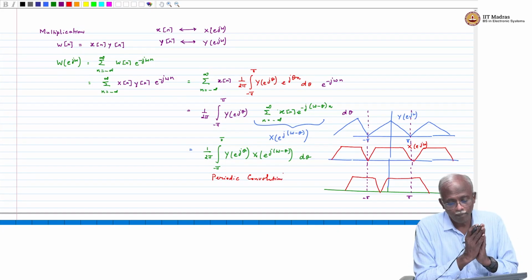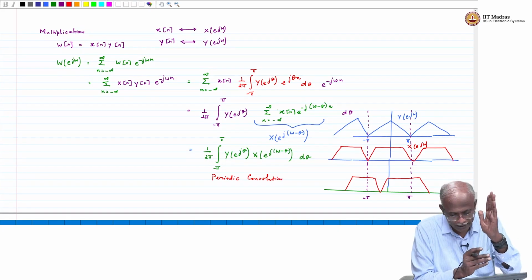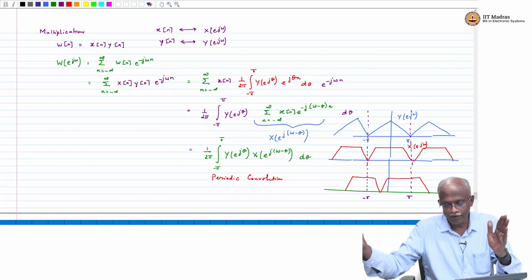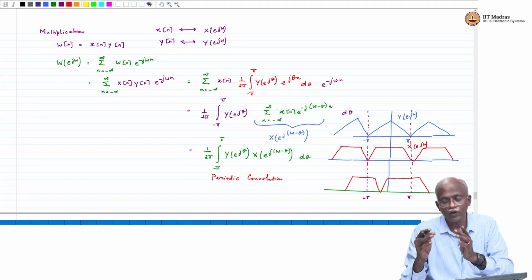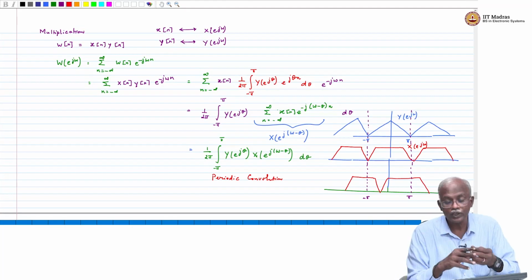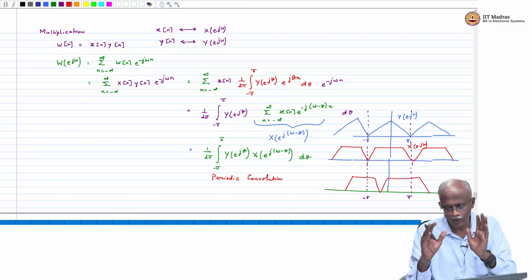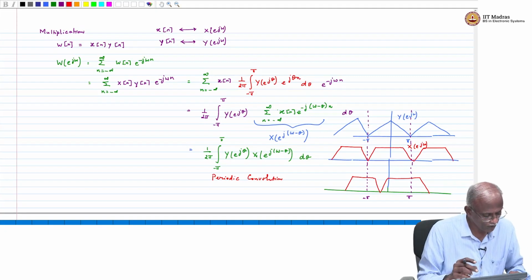So, multiplication in the time domain is going to give us a form of convolution which is called periodic convolution, sometimes also referred to as circular convolution, but for now we will use the term periodic convolution.